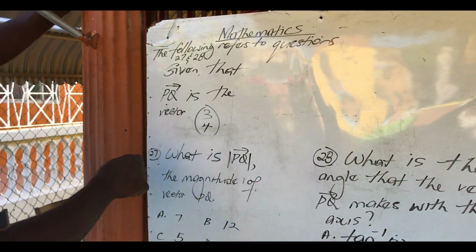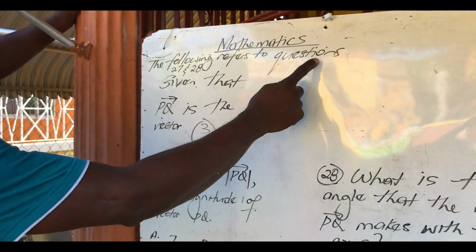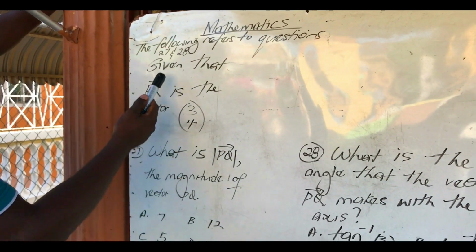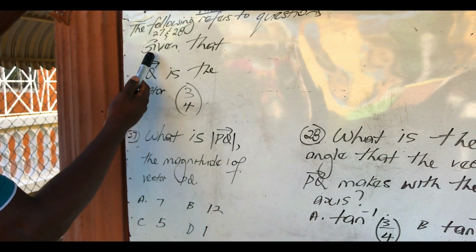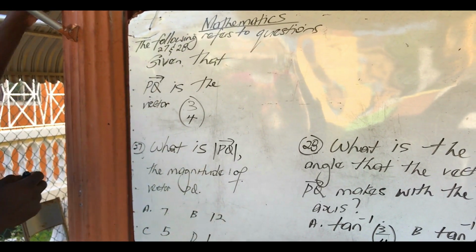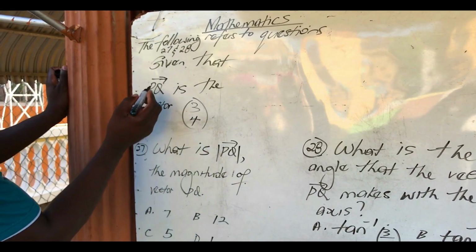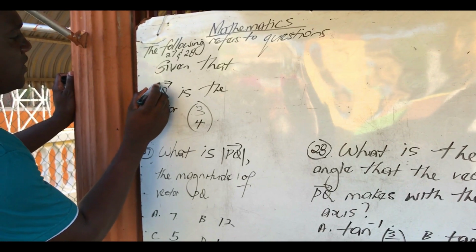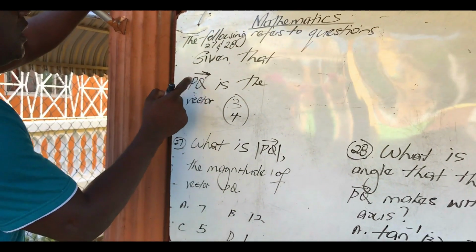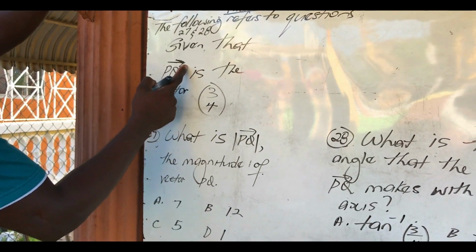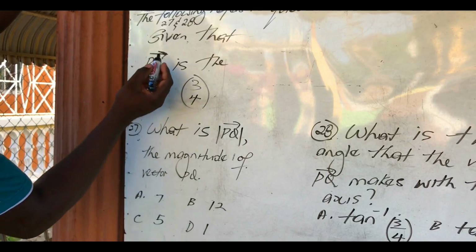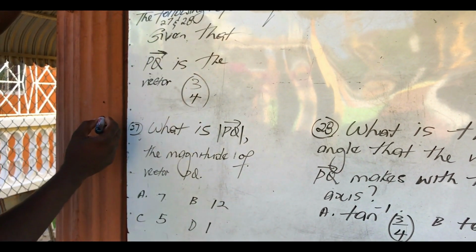You get a question like this. The following refers to questions 27 and 28. And it reads, given that vector PQ, based on our last video, we saw that, okay, once you see an arrow here at the top, it means that it is a vector. That means it has both magnitude and direction. So here is a tip of the arrow.